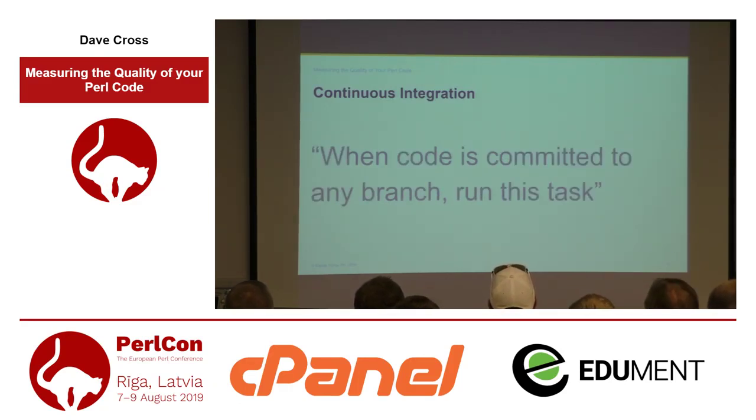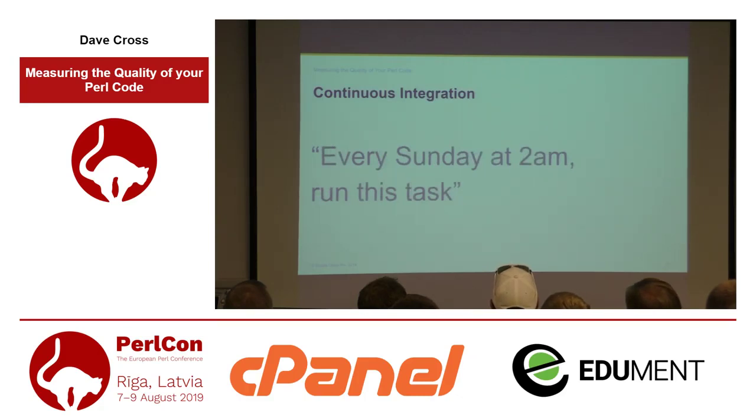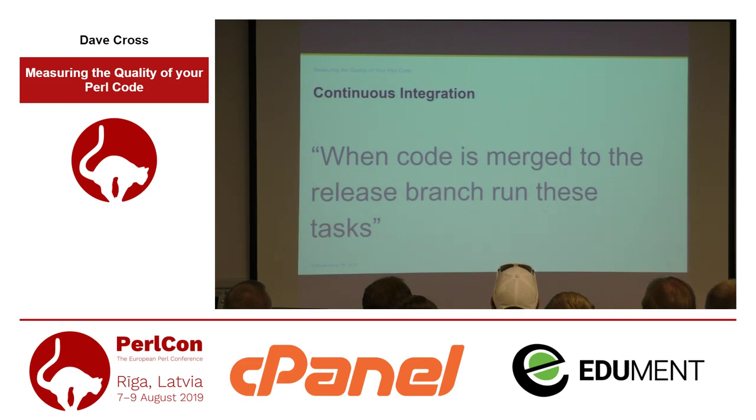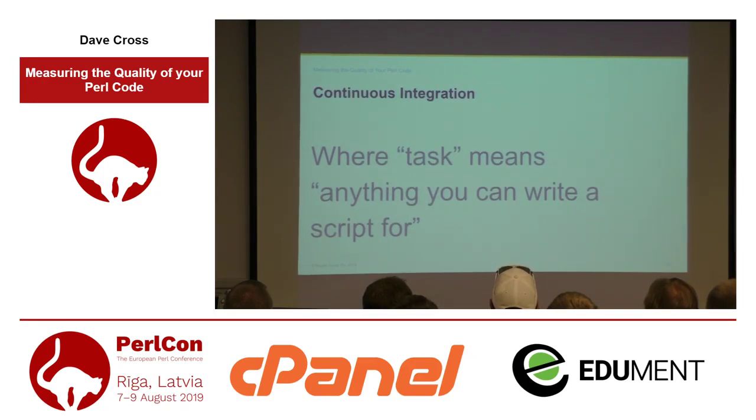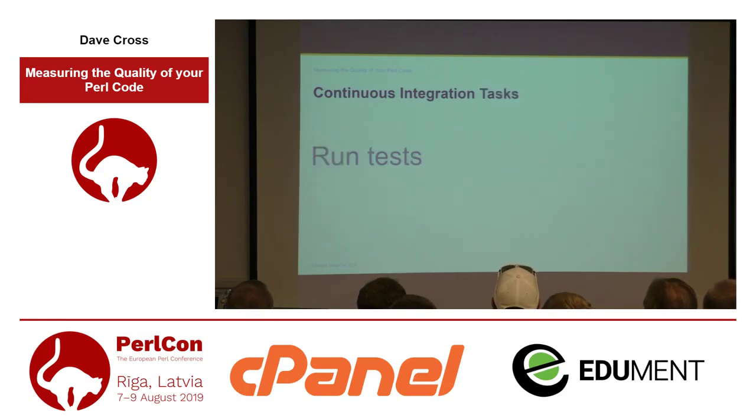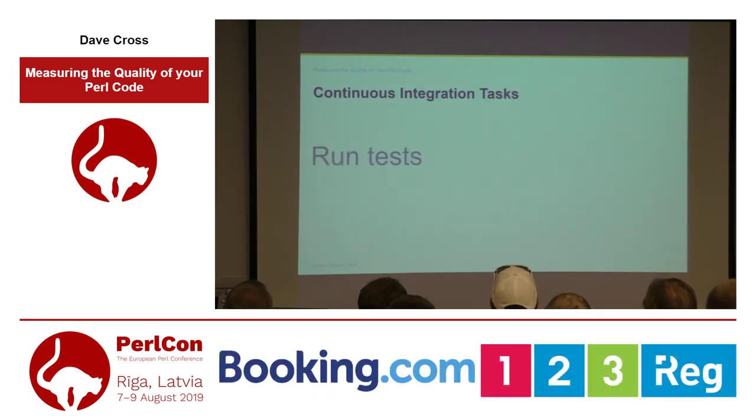And so your continuous integration server does things like, when code is committed to any branch, run this task. Or every Sunday at 2 AM, run this task. Or when code is merged to the release branch, run these tasks. Where task basically means anything that you can write a script for. So that might mean run tests. It might mean email someone.